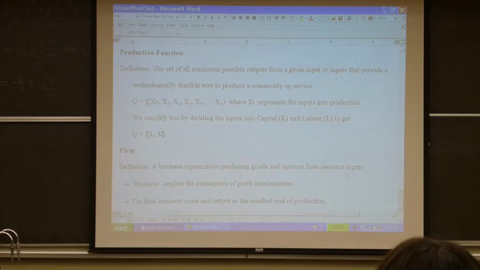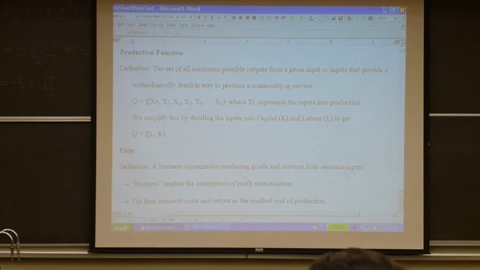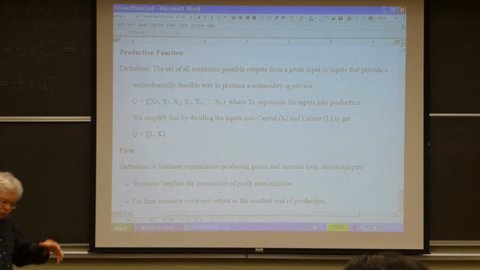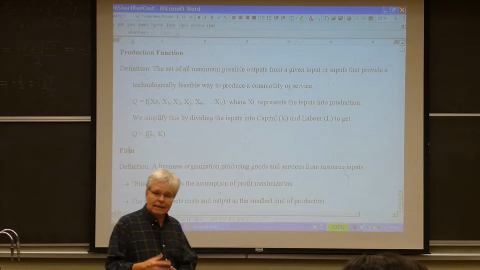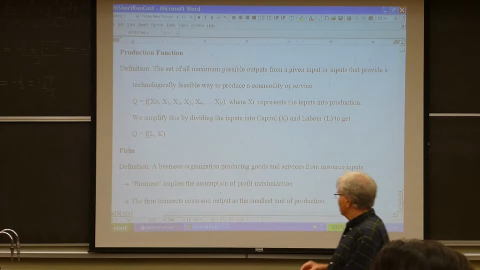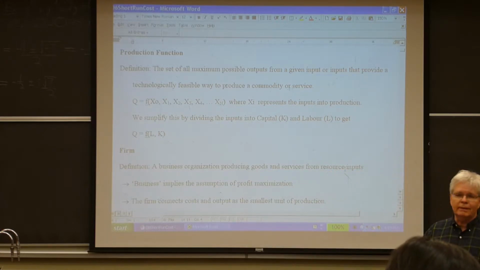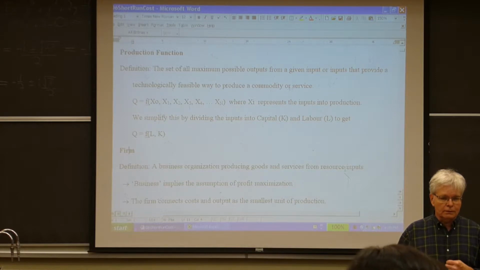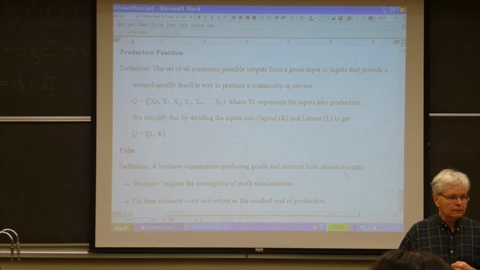Then we define this. A firm, we're talking about firms all the time, is a business organization producing goods and services from resource inputs. So what a firm is, is that essential entity that takes inputs, capital and labor, puts them together to produce a commodity and sells the commodity, right? That's what a firm does. So business implies the assumption of profit maximization. This is very important. It's not a firm unless it's maximizing profit. Everybody? That's what that means.